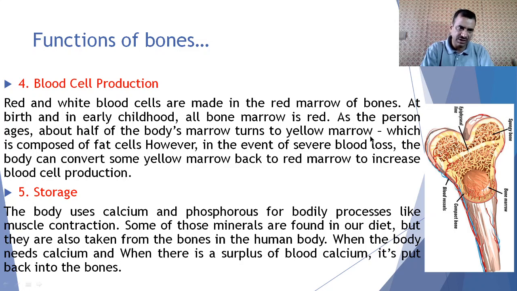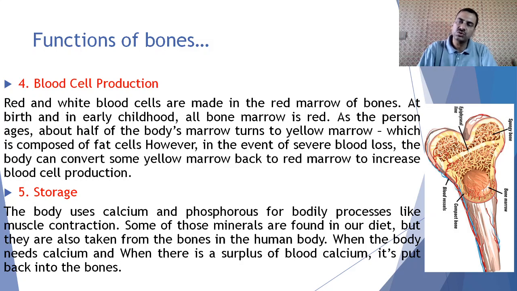production. At birth, in early childhood, all bone marrow is red, so they are fresh. As the person ages, about half of the body's marrow turns to yellow, and because they contain fat, they cannot produce cells. The body can convert some yellow marrow back to red marrow to increase blood cell production when we need.